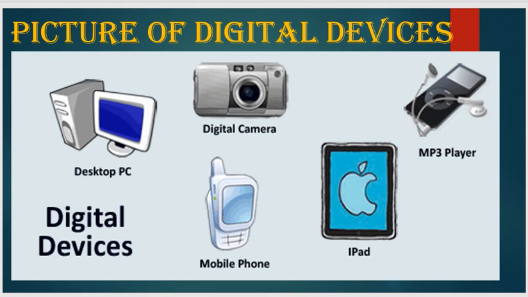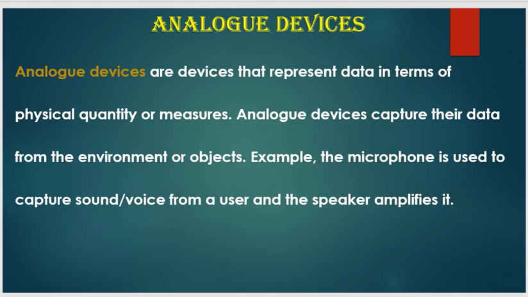Now let's move on to the next device, which is the analog device. With analog devices, these devices present data in terms of physical quantities, okay, or measurements. With this device, their data can be read by the user. Okay, your analog devices capture their data from the environment or object. For example, when you are using a microphone.